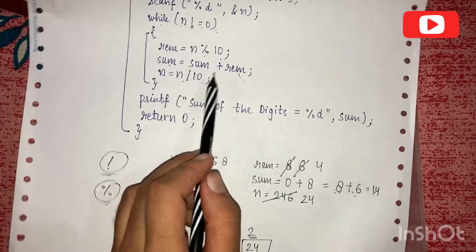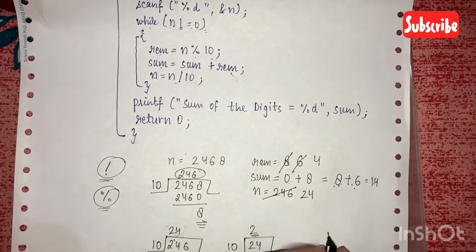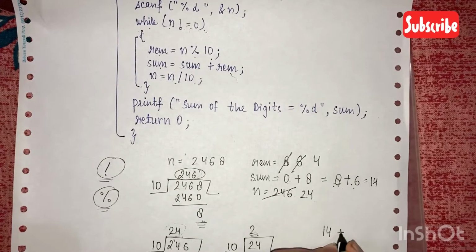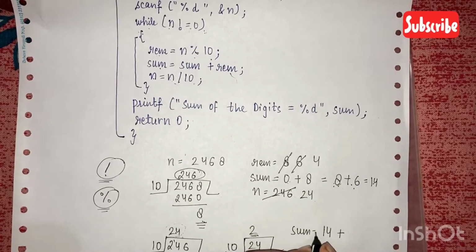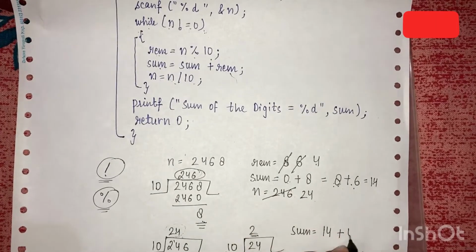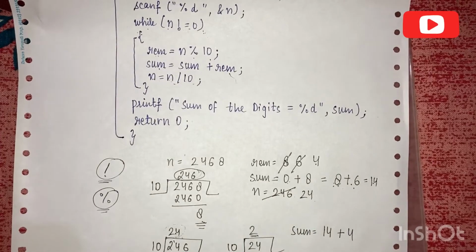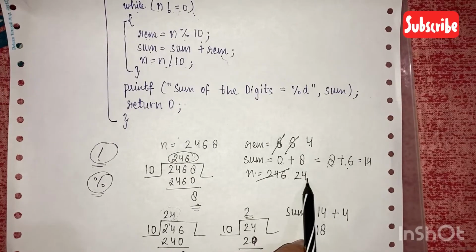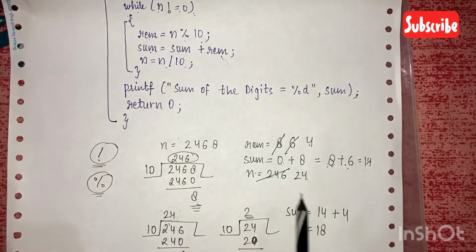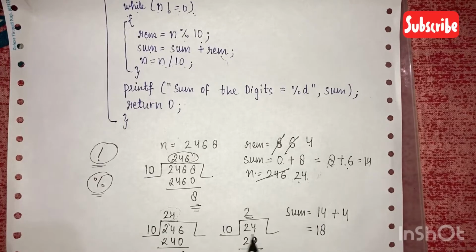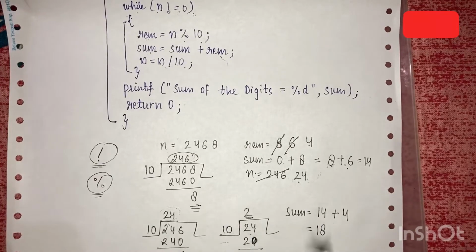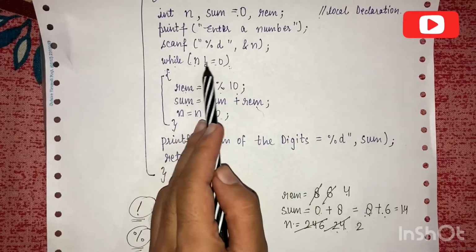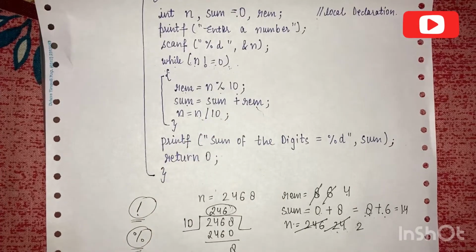So sum equals sum plus remainder. I'll write it here, 14 plus 4, which is 18. The new n is n divided by 10. Previously n was 24, so 24 divided by 10, it is 2. So this is 2. Again checking the condition, while 2 not equals to 0, condition true.